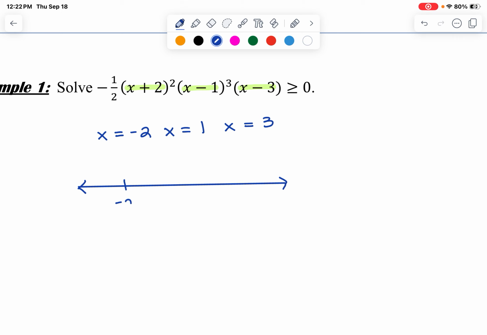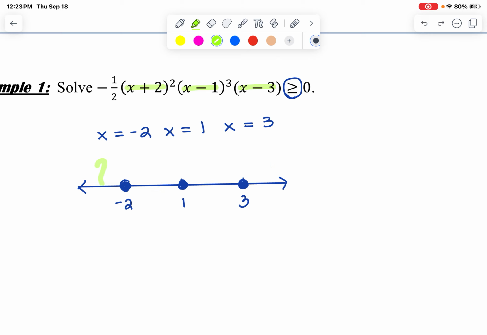We're going to put those on a number line, -2, 1, and 3. We're going to decide if those are part of our solutions, okay? So you look at your inequality symbol. This is greater than or equal to 0. So we do want to know where it's equal to 0. It's equal to 0 here, here, and here. Okay, so far we have those 3 solutions, okay? Now we have to know, are these solutions also? We need to know if we're including those.